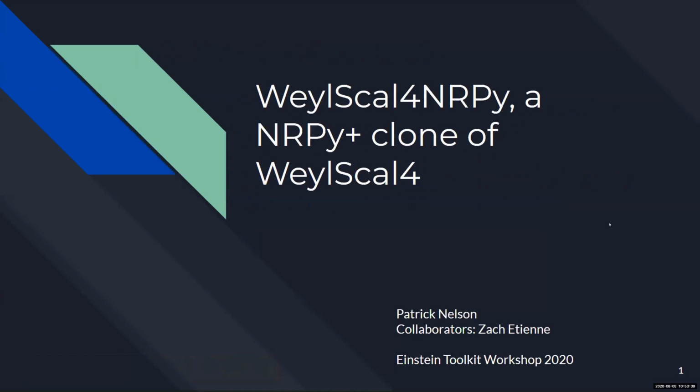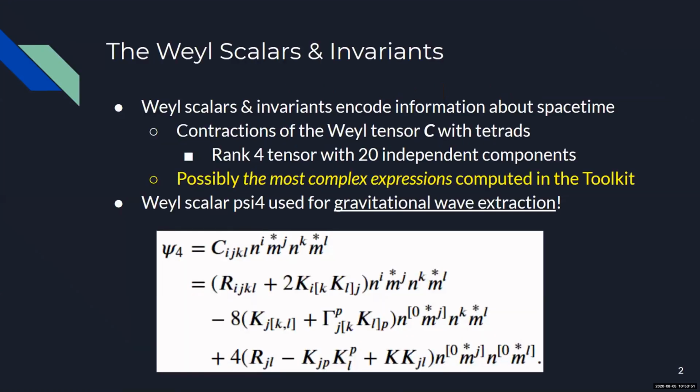So as Zach said, today I'm going to be talking about a NRPy Plus clone of WeylScalar4, which we have named, creatively, WeylScalar4 NRPy. The Weyl scalars are a set of 5 complex scalars that encode information about spacetime. They are contractions of the Weyl tensor, usually written as C, with some null tetrad. The Weyl tensor itself is a rank 4 tensor that's related to the Riemann curvature tensor.